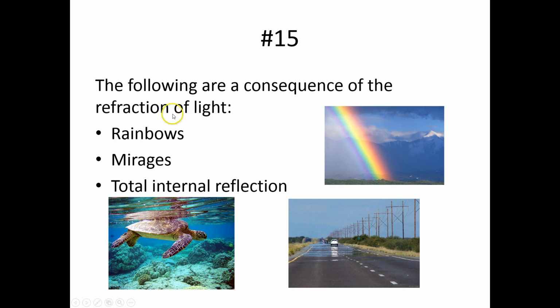For number 15, the following things are the consequence of the refraction of light: rainbows, mirages, and then we'll talk a little bit about this. This is called total internal reflection, where if you're underwater and you look up at an angle, it looks like a mirror, like you're looking into a mirror. If you look straight up, you don't.